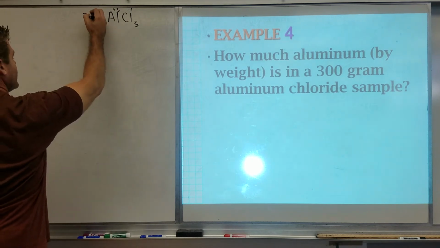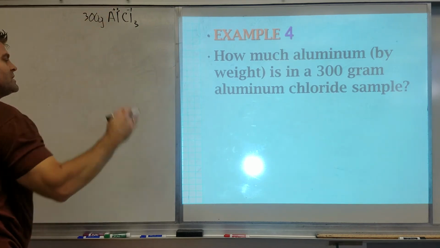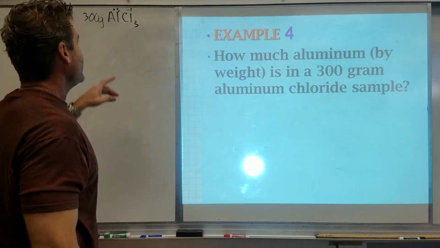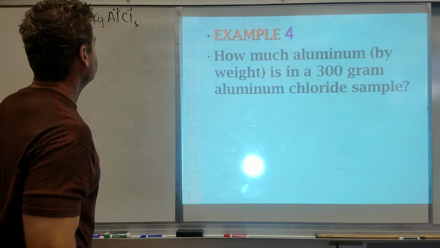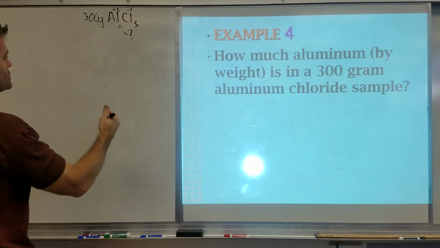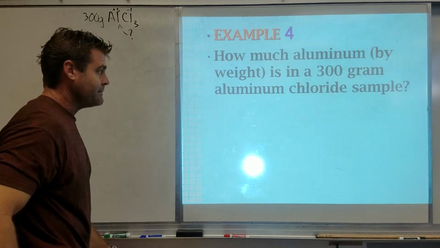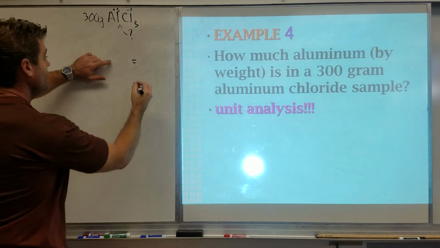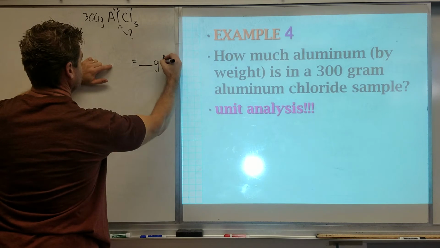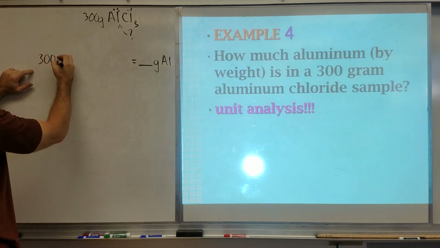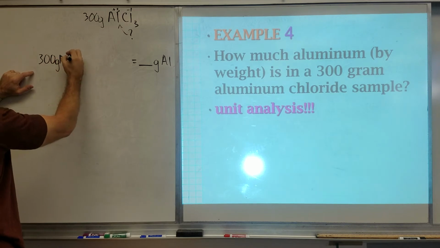So what I'm doing is writing down the information I have. I have a 300-gram sample of aluminum chloride. I want to know how much aluminum is in that. So I'm going to set up unit analysis because I'm not asking for an equation. I'm not asking for percent composition. So I want to know grams of aluminum, and how many grams of aluminum I have if I have 300 grams of aluminum chloride.